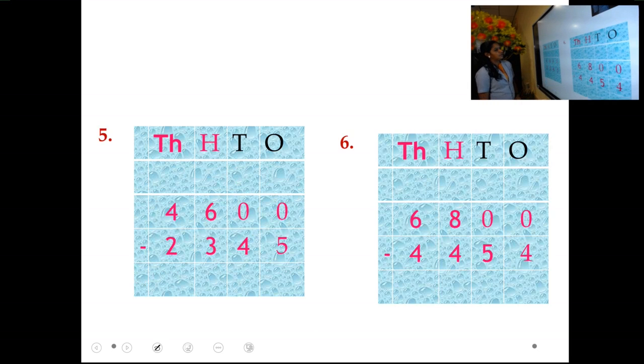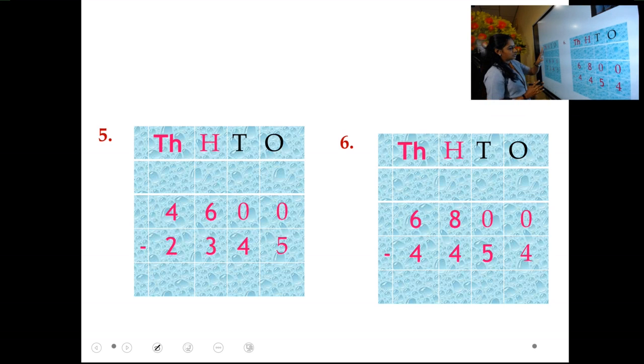Okay. So next set of questions. Look at these numbers, 4600 and 2345. Here zeros come. So how will you borrow it? I will show you. The subtraction starts from the ones place.